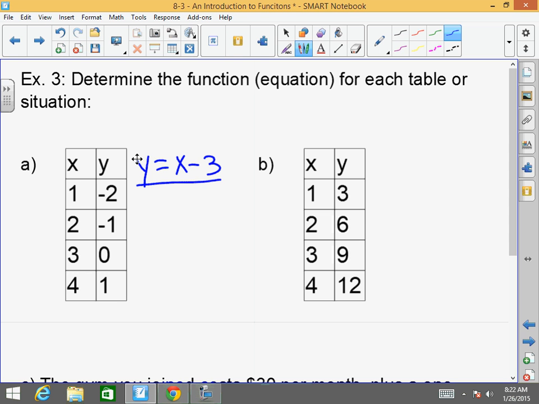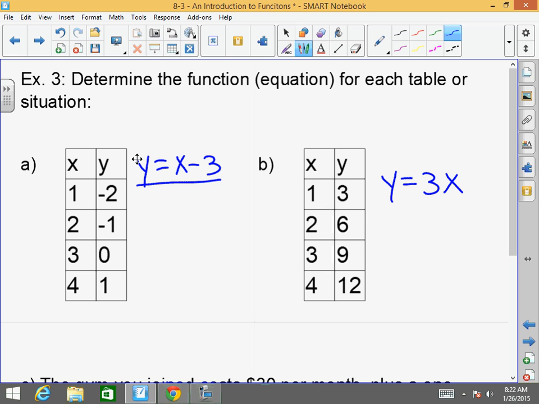Great job. For B, what am I doing to x to get to y in this case? Multiplying by 3. 1 times 3 is 3. 2 times 3 is 6. 3 times 3 is 9. 4 times 3 is 12. So y equals 3x. Excellent.